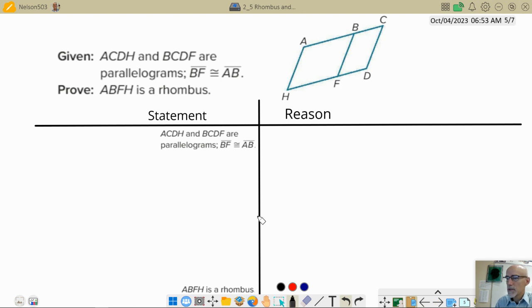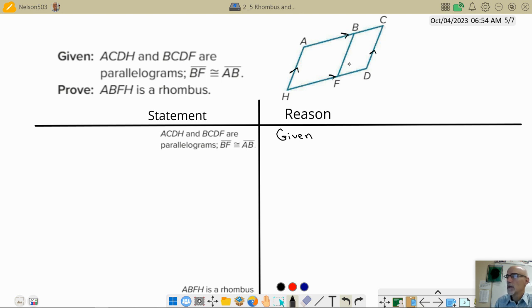All right, so first thing, once you copy the given and what you're trying to prove down here, you write "given" over here. This is the reason I know those statements are true. And I want to go through my given and mark up my drawing. So you've got your drawing down and then let's see, we'll start with this one. ACDH and BCDF are parallelograms. So they're saying that the big monster guy is a parallelogram. So let's mark this side parallel to that one and this side parallel to that one.